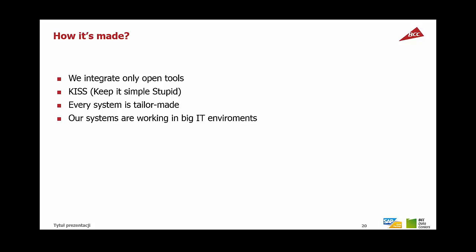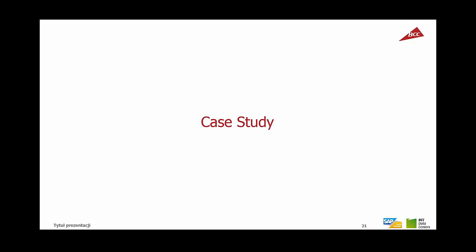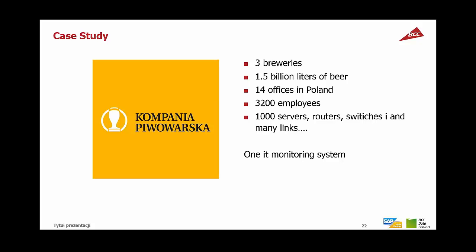Our systems are working in big IT environments. We have huge installations, and I will say a few words about it in the next slides. And now a case study. Our system is working in Kompania Piwowarska, one of the biggest Polish beer producers. They have 3 breweries and 14 offices in Poland, which are connected with leased lines and internet. They have about 1,000 servers, routers, switches, and many links. They said that they need one monitoring system to measure the uptime, to measure SLA, to show what is happening in their network, and what to do to get better uptime.